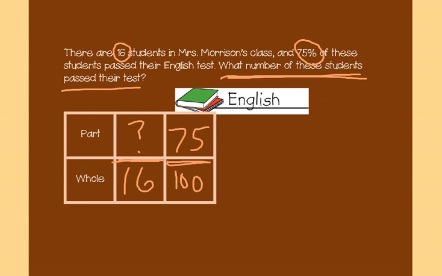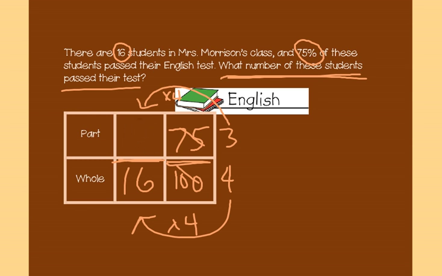Now, remember I said that butterfly method always works? So we could multiply 16 times 75, but there's an easier way, and I know that 75 reduces to 3 over 4 because that's one of our benchmark fractions. Then I can easily see that 4 times 4 is 16, and so I would need to multiply 3 times 4, and I would get 12 as the part.